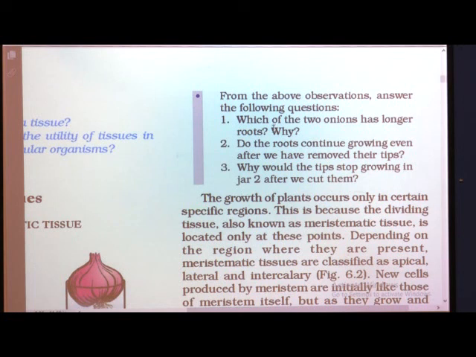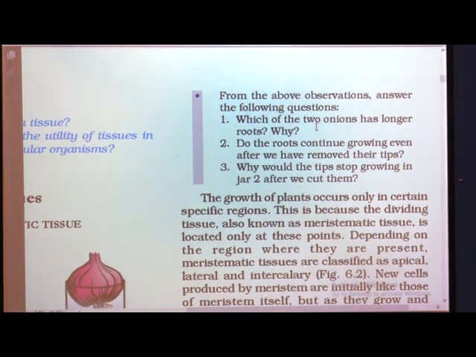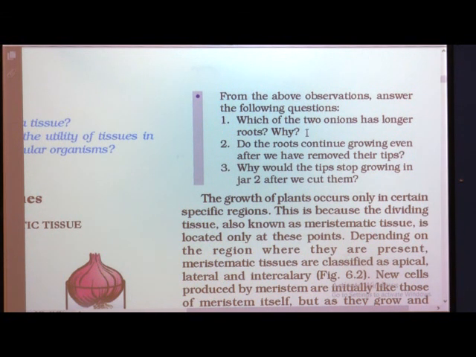The first question is, which of the two onions has longer roots? Obviously, jar 1 has longer roots. Why? Because in jar 2, removal of the root tip stops the root growth. So in jar 2, what has happened? The root tip we have cut, and because of this there is no more growth in jar 2. That means root tips are necessary for increasing length, that is, roots grow only because of root tips.